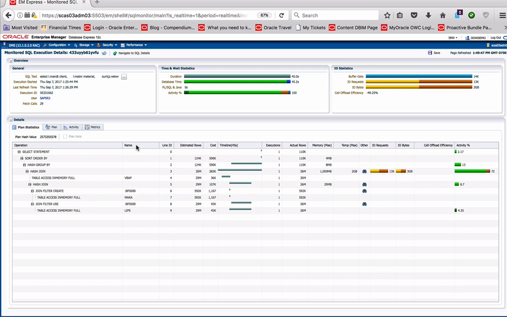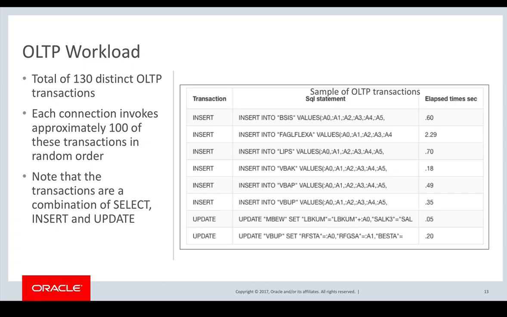What this means in practice is that we have run significantly faster and used significantly less resources than with database in-memory disabled. And as we will see in the following slides, we can run a lot more OLAP reports in the same time period than we could without database in-memory enabled. So let's switch back to our presentation and summarize what we saw with the workload.